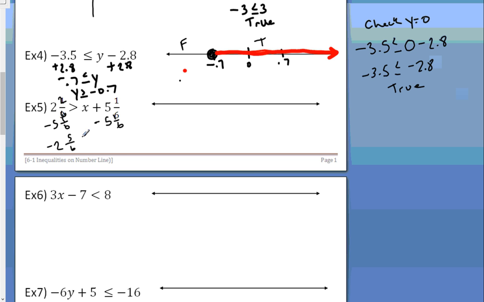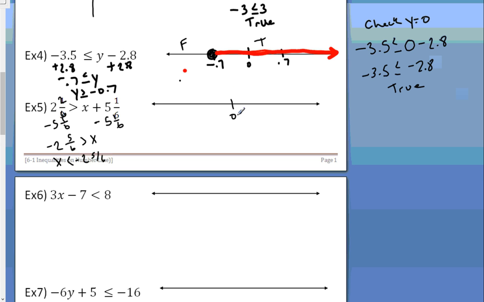So negative 2 and 5/6 is greater than x. So x is less than negative 2 and 5/6. Okay? That's what I'm saying there. Because I flipped the variable around, because I want my variable first, I've got to flip the inequality also. It was going this way. When I flipped it, it's now going that way. And that's what I'm going to graph.